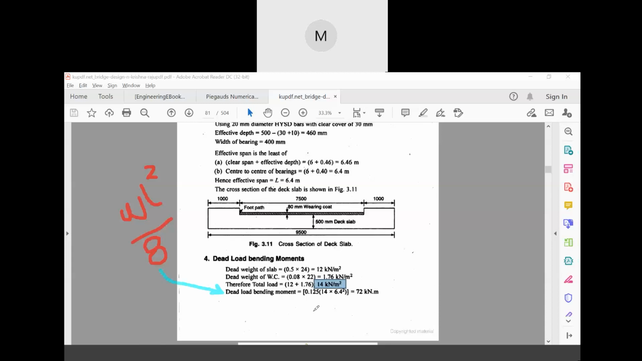So this is how we'll be finding it out. 0.125 means 1 by 8, and this is the W and this is the L square. It comes out to be 72 kilonewton meter. Is it clear up to this step, every one of you?